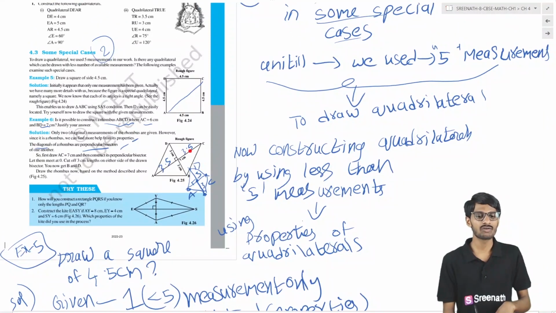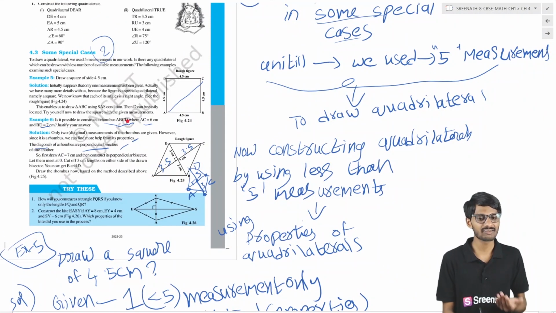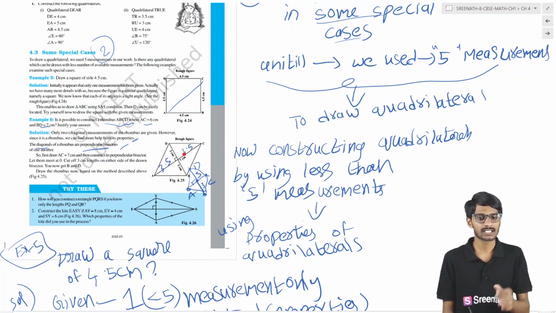And here he has constructed a rhombus. Can we construct a rhombus when he has given just the diagonal lengths? Is it possible? Yes. Why? Because he has given just the diagonal values, but he has said it is a rhombus. In a rhombus, the diagonals are perpendicular bisectors. They bisect at the midpoint and they are perpendicular.